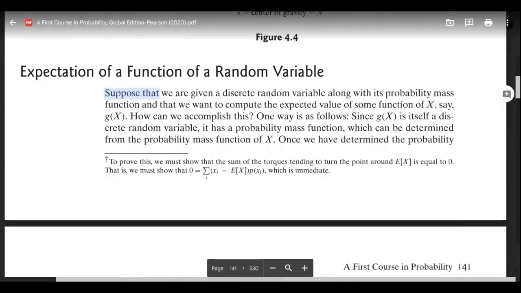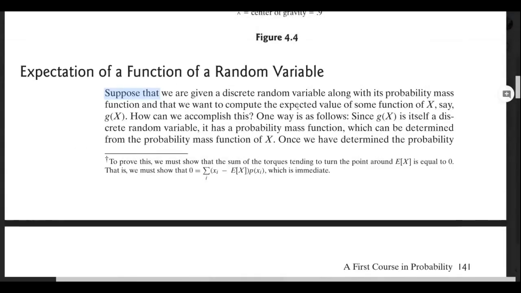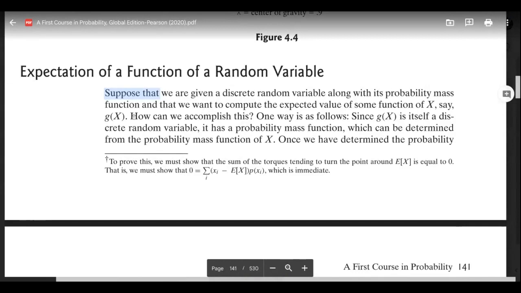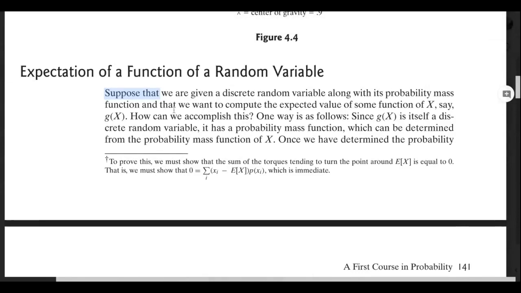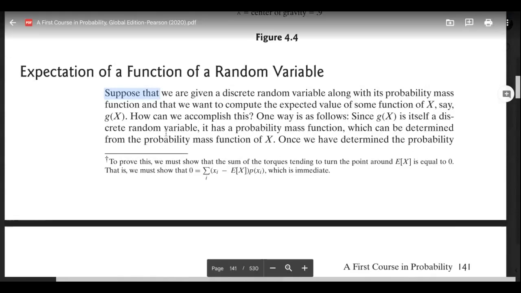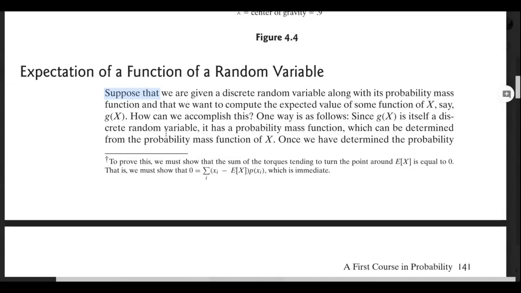Later on we'll talk about continuous random variables. We're given a discrete random variable along with its probability mass function, the probability of X, and we want to compute the expected value of some function of X, say g of X. How can we accomplish this? One way is as follows. Since g of X is itself a discrete random variable, it has a probability mass function, which can be determined from the probability mass function of the random variable X.